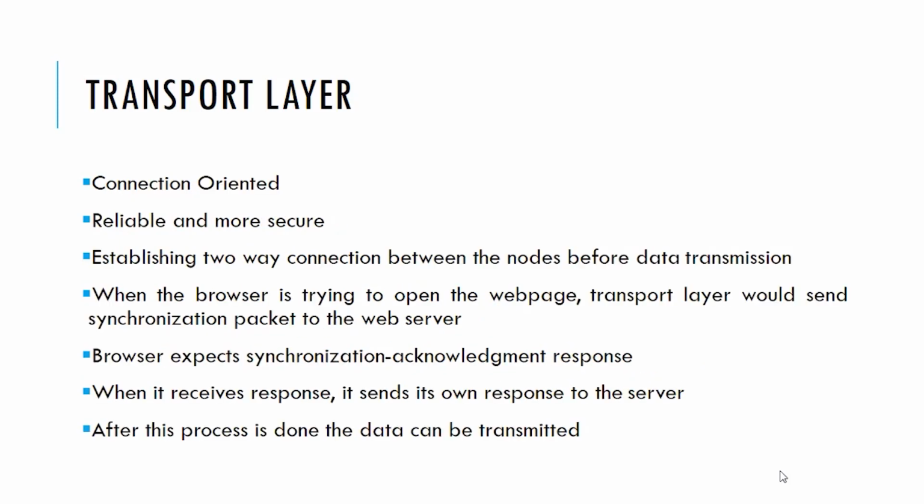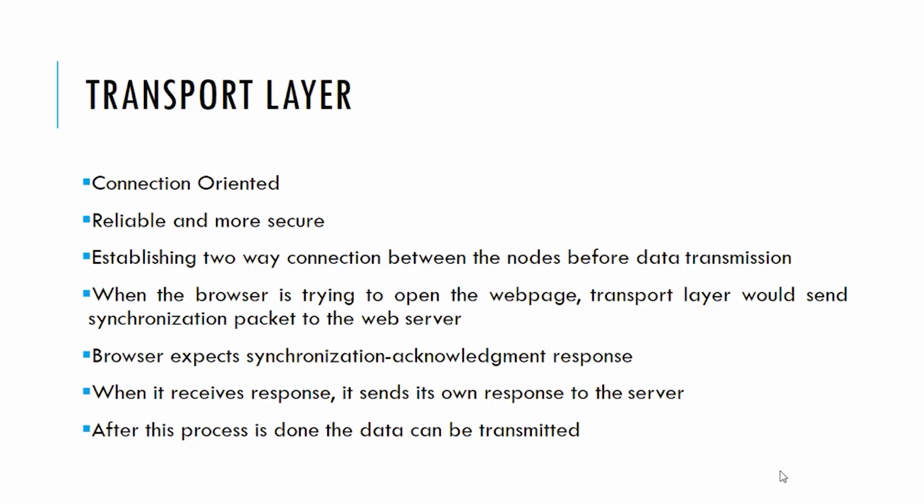The communication in the transport layer is either connection-oriented. This type of communication that is called connection-oriented is reliable and more secure. It is based upon establishing a two-way connection between the nodes, I mean the sending and the receiving nodes, before data transmission. For example, when a browser is trying to open a web page, the transport layer would send a synchronization packet to the web server from the browser.